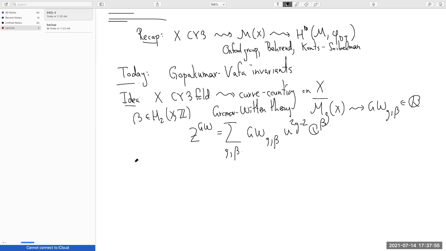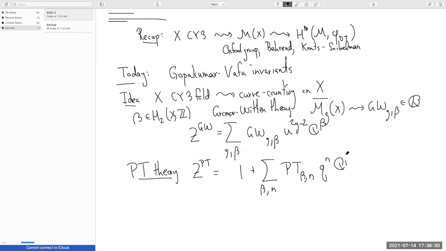Or what we've been doing, which is more sheaf theoretic, is we can consider this PT perspective where I take stable pairs. And so here the object would be what I'll call Z_PT, where I take 1 plus the sum over beta, n, and I take these PT virtual degrees, where n here is indexing the Euler characteristic of the one-dimensional sheaf. And so even if I fix beta, there are still infinitely many numbers associated to both of these theories, just because here I have to sum over the genus, and here I sum over the value of n.